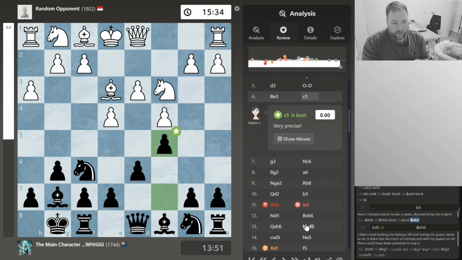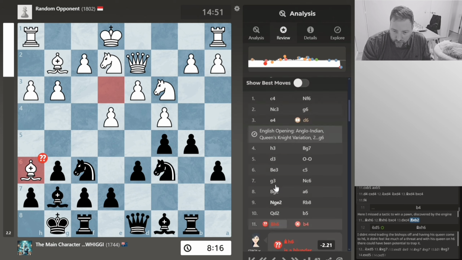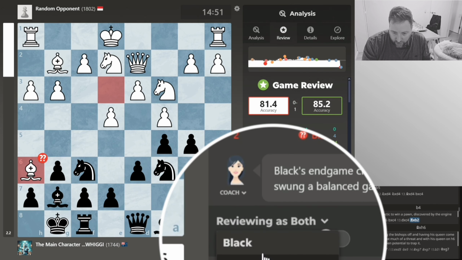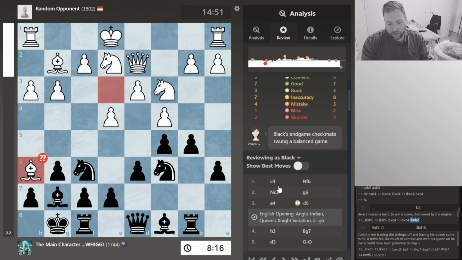The game review will also go through and stop at any critical moments or blunders, and then it will give you a chance to solve them. Now, what I forgot to mention is I should have this on reviewing as black, and that way it will stop when I make a mistake. However, if you want, you can review as both.